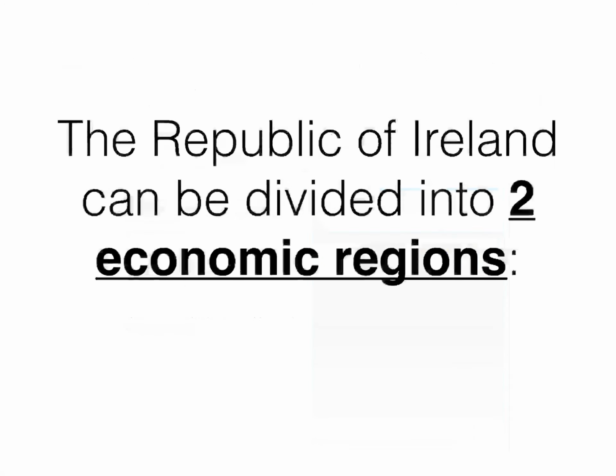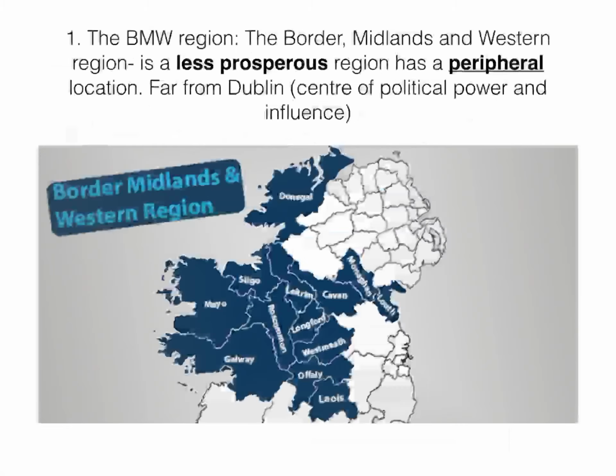So this is easy. The Republic of Ireland can be divided into 2 economic regions. The first one, like I said, is called the BMW region, the Border, Midlands and Western region. So we say the BMW is less prosperous. Less prosperous means it's not as hopeful looking as the other regions because it finds it hard to attract investment. It finds it hard to create jobs for a number of reasons. There's a lot of things that create problems there. Well, one anyway, it has a peripheral location. And if you've never heard of the word peripheral before, that means it's on the edge. And if you think of Ireland on a map of Europe, we are on the very edge of Europe.